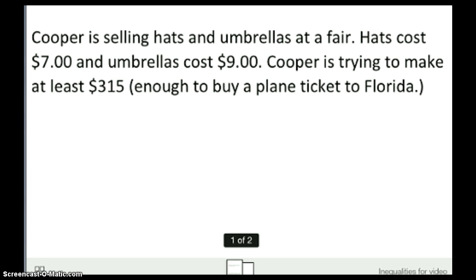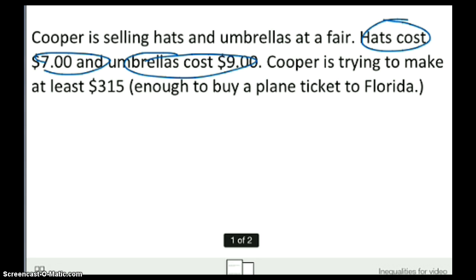All right, did you reread the problem and have you underlined or circled your important information? Let's see if we match. Cooper is selling hats and umbrellas, and the hats are $7 each. The umbrellas are $9 each. Did you get that? And then the other important piece of information is that Cooper wants to make at least $315. Do you suppose he would be happy if he made 500? Or even 350? I think so. But the goal is at least 315. So if he made 220, he'd be pretty unhappy with that. He would not have met his goal.